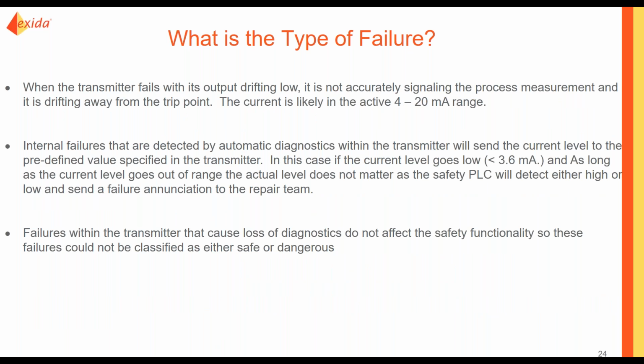When a transmitter fails with its output drift low, it is not accurately signaling the process measurement and it is drifting away from the trip point. The current is likely in that 4 to 20 milliamp range. If the situation is not detected by internal automatic transmitter diagnostics, it will have to be classified as dangerous undetected.